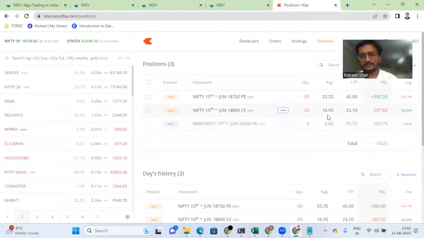As you can see here, we had sold the 18800 call at around 16.95, but it has increased because the Nifty is increasing, and it is currently around 23.35. We are at a 300 rupees loss here.